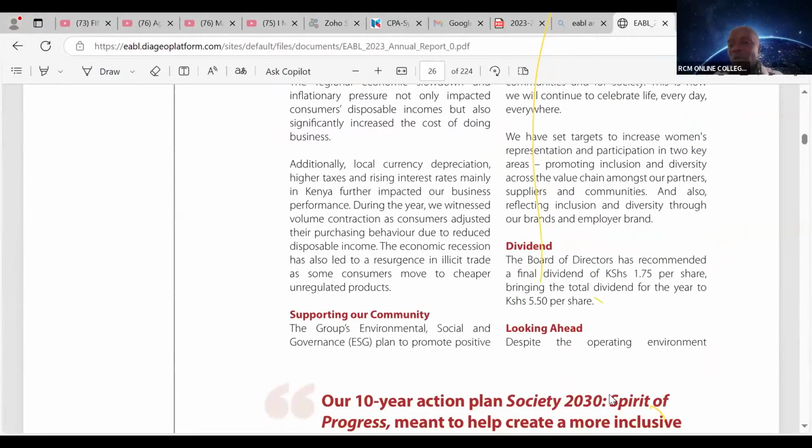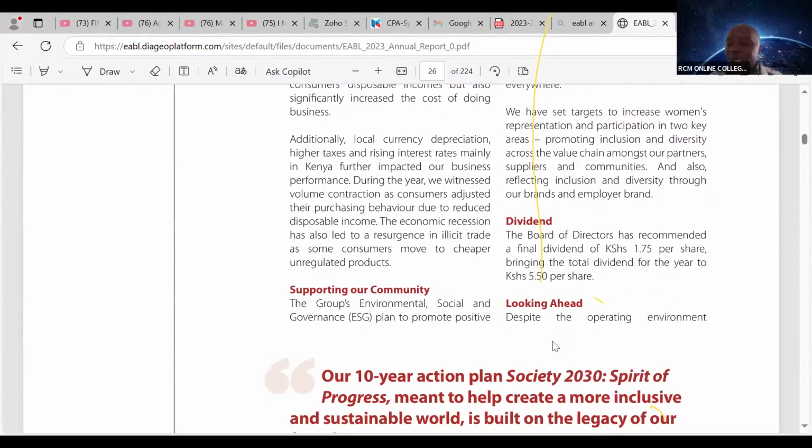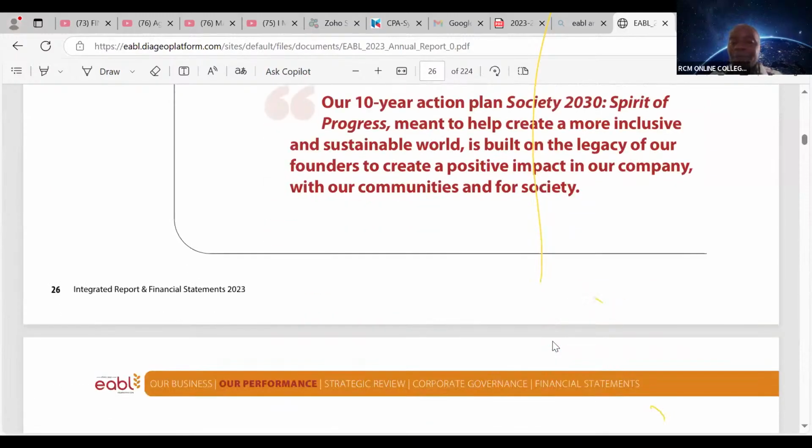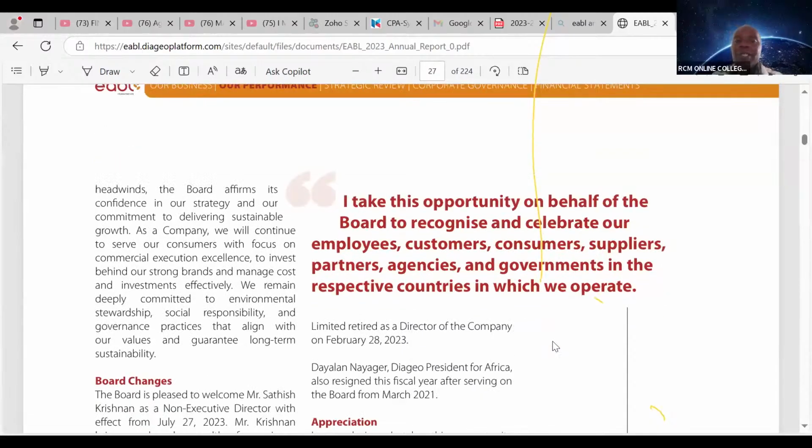So from there, you come and now talk about the numbers. The board of directors has recommended a final dividend of Kenya shillings 1.75 per share, bringing the total dividend for the year to 5.5 per share. Remember, there must have been an interim. Looking ahead, despite the operating environment headwinds, the board affirms its confidence in our strategy and our commitment to delivering sustainable growth.